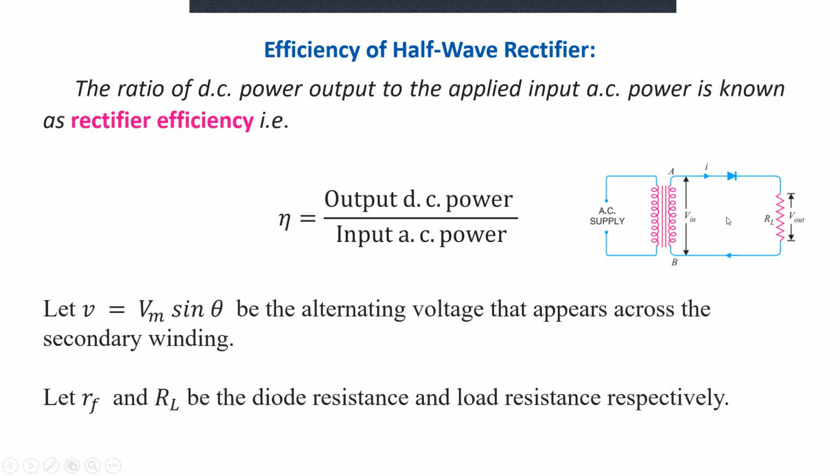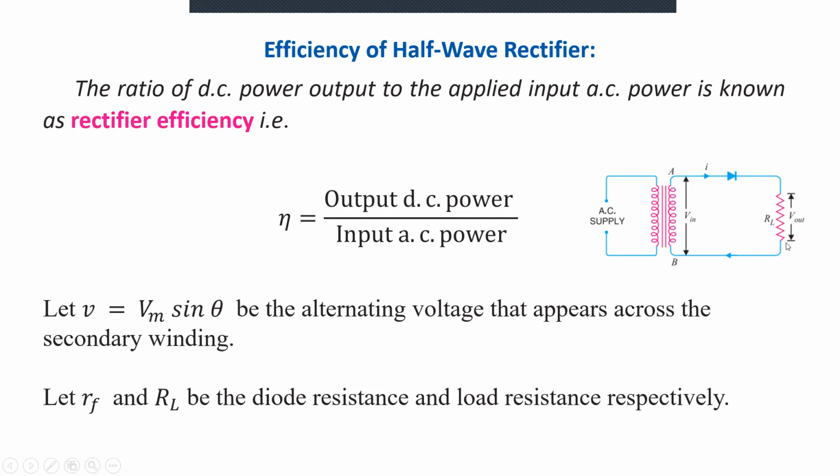This is the half wave rectifier we are using. To derive the expression for efficiency, let us consider the input voltage V equal to Vm sin theta, where Vm is the peak voltage and sin theta represents the alternating nature of the current. Let Rf be the resistance of the diode and RL the load resistance connected in the circuit.